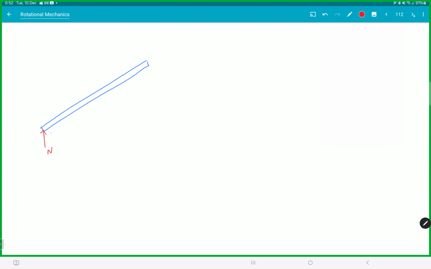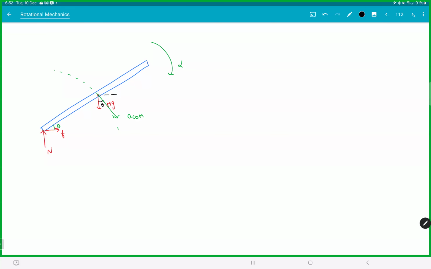Normal reaction, friction, and mg will act on the center of mass. Now accelerations: this rod is going with alpha, this point is fixed, so the center of mass will be going in a circle. This angle is theta.